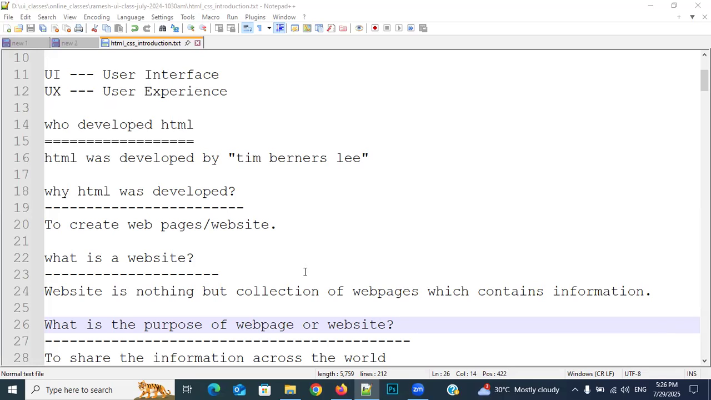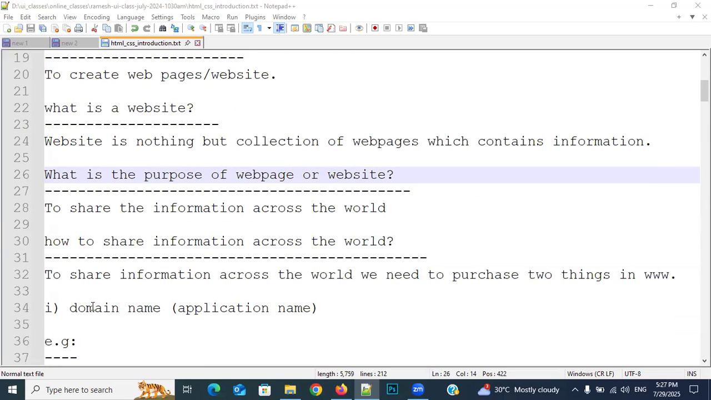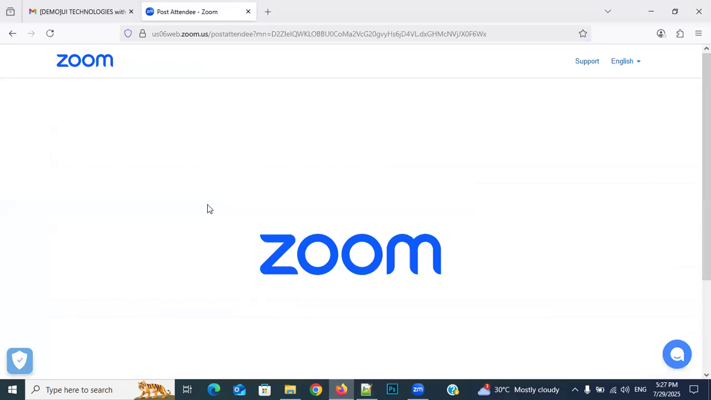So I need to purchase two things in the World Wide Web. What are they? First thing is domain name, and second thing is hosting space. Sir, what is this domain name? For example, zoom.us, Gmail.com, Google.com, YouTube.com. These are domain names. So domain name is nothing but the application name. Is it clear, everyone? Please respond.